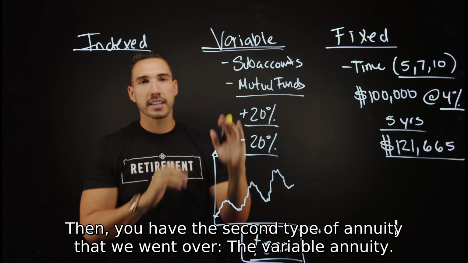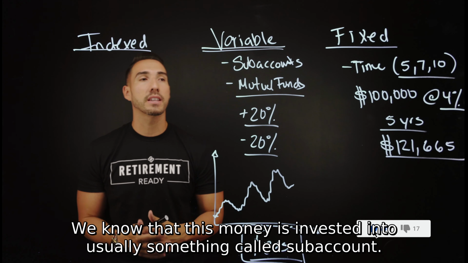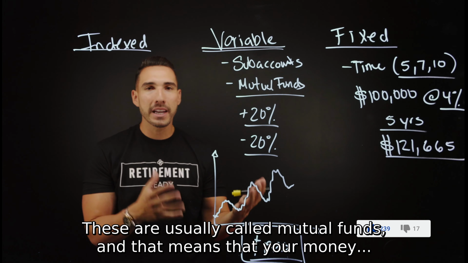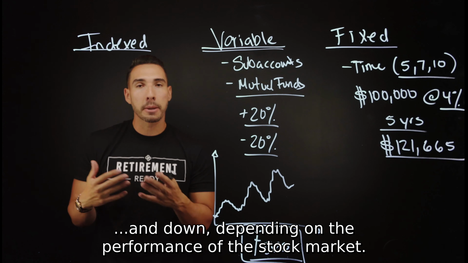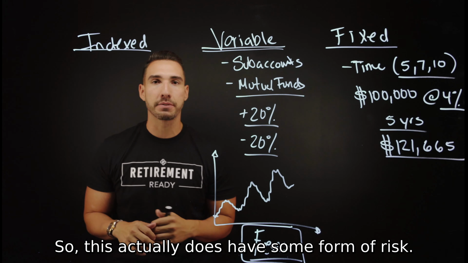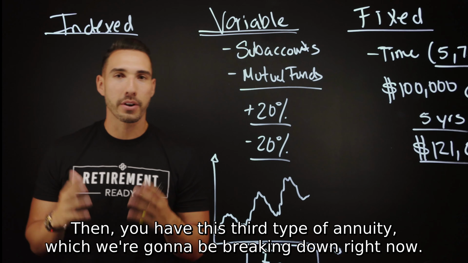Then you have the second type of annuity that we went over, which is called a variable annuity. We know that this money is invested into usually something called sub-accounts. These are usually called mutual funds, and that means that your money inside that account is going to be going up and down depending on the performance of the stock market. So again, this actually does have some form of risk. Then you have this third type of annuity, which is what we're going to be breaking down right now.